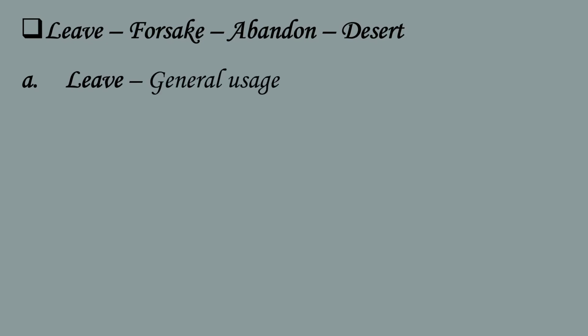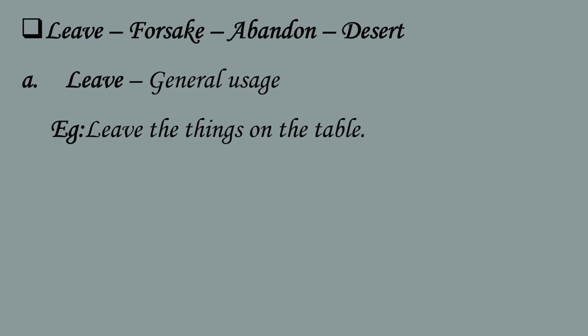Leave, forsake, abandon, desert. These are the first set of words. These four words have the same meaning. Though they have the same meaning, their usage will be different in different places. So first one, leave. Leave is used generally in any situation, anywhere. So we can use leave for persons, things, or anything else.